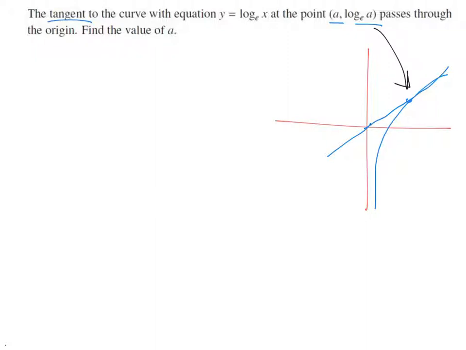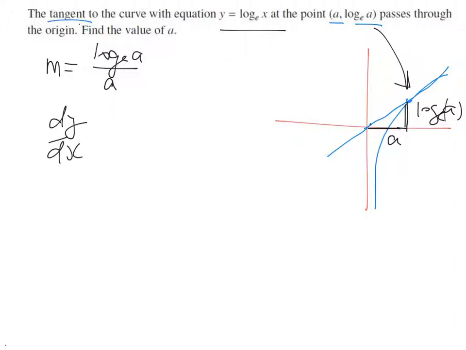So now, that tells me I've got a gradient. I know this distance here is a, and I know the height is log to the base e of a. So I can say that my gradient, m, rise over run, is log to the base e of a over a. The other thing we know, if we're dealing with tangents and gradients, is we want to find a derivative. So that implies dy/dx equals 1 over x.